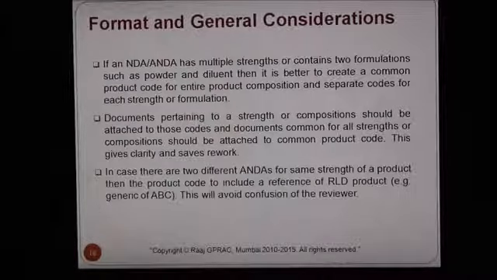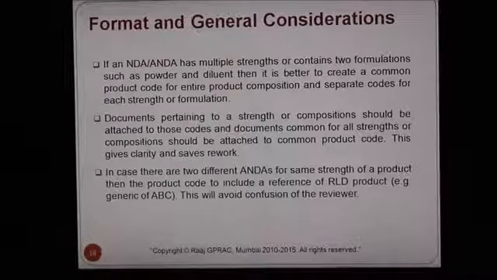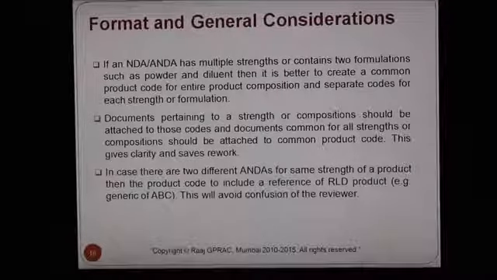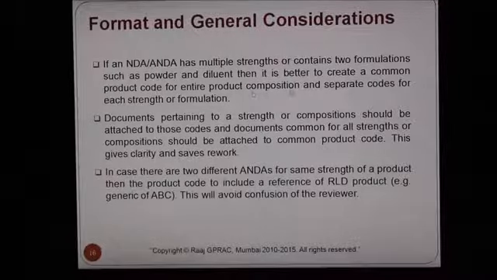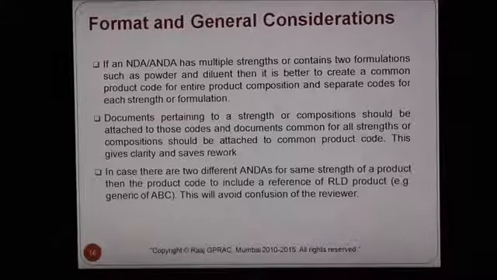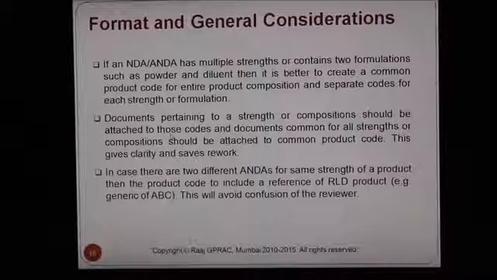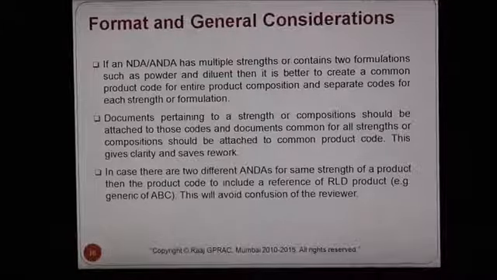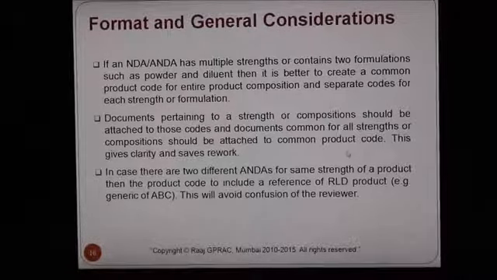Let us talk about format and general consideration. If an NDA or ANDA has multiple strengths or contains two formulations such as powder and diluent, then it is better to create a common product code for entire product composition and separate codes for each strength or formulation. Documents pertaining to a strength or composition should be attached to those codes, and documents common for all strengths or compositions should be attached to the common product code. This gives clarity and saves rework.